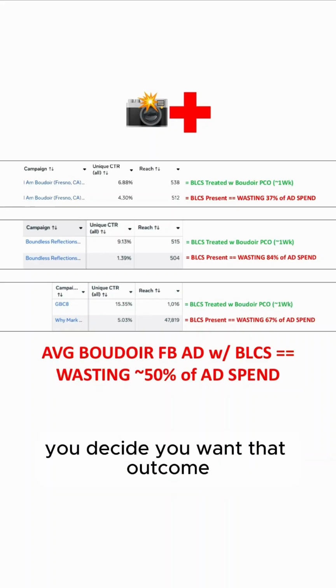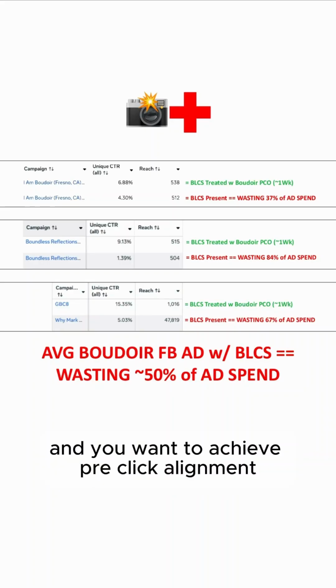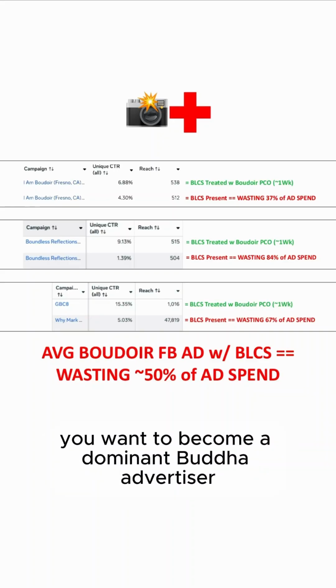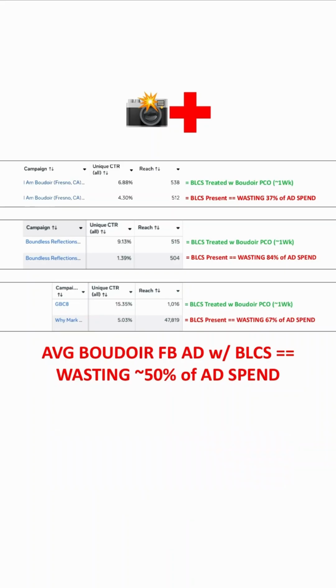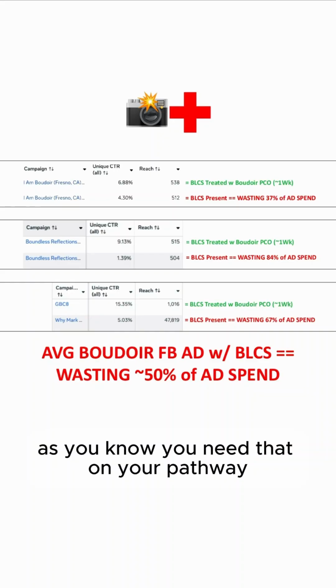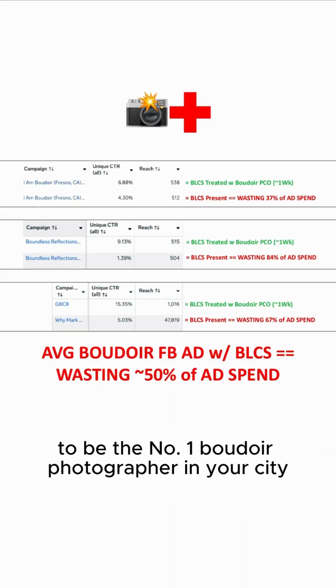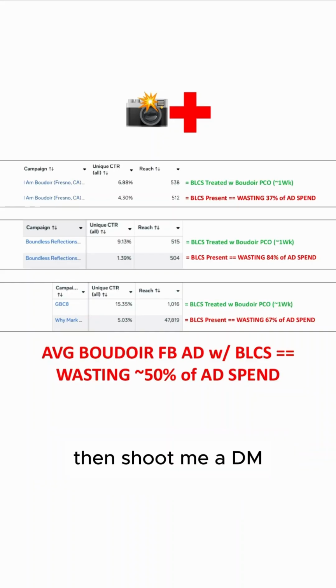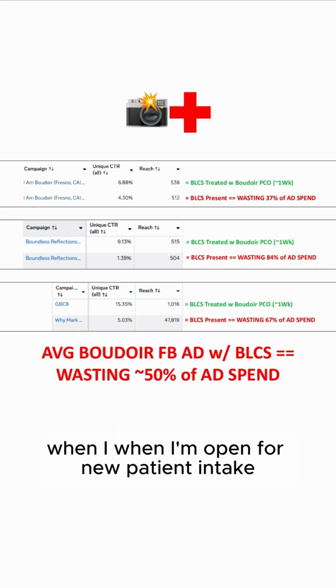You decide you want that outcome, and you want to achieve pre-click alignment. You want to become a dominant boudoir advertiser with Boudoir Brain Entry Boost. As you know, you need that on your pathway to be the #1 boudoir photographer in your city. Then shoot me a DM when I'm open for new patient intake.